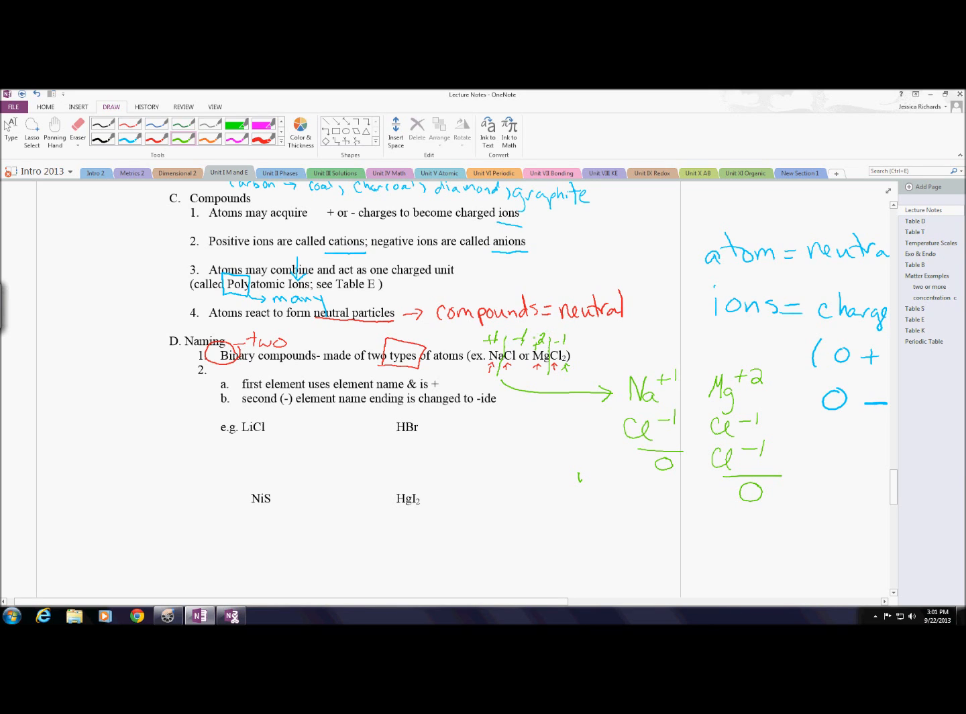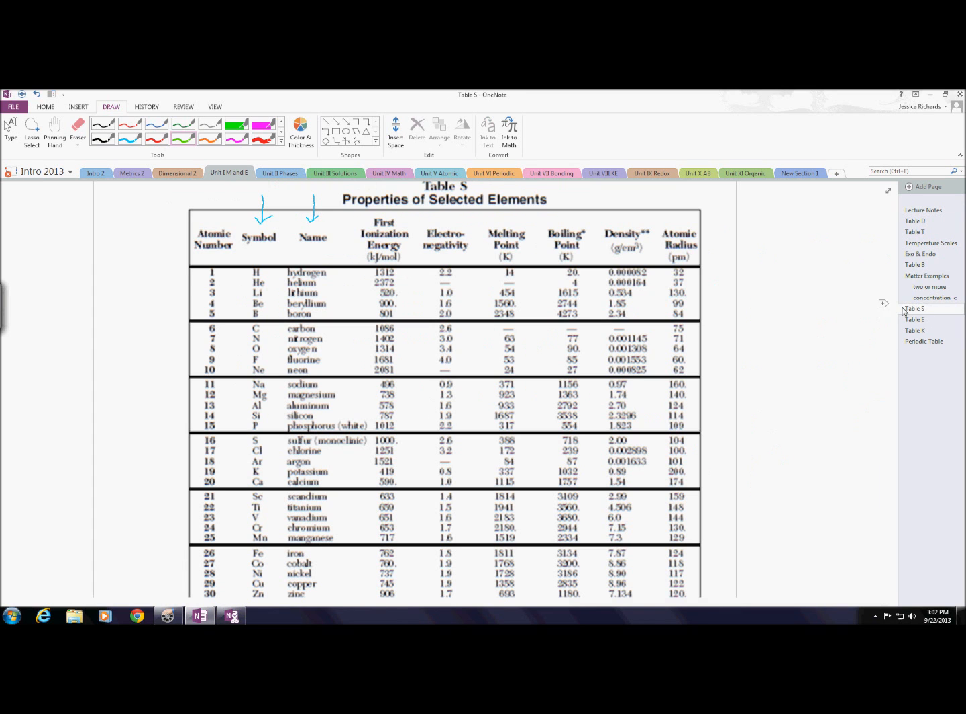You're going to use the concept of least common multiple to figure out how many of each atom you need to put together to make a neutral particle. Naming rules are easy. The first element is going to use its element name and is always your positive ion. So your positive ion, if it's an element, uses its element name. We'd go to reference table S: sodium, Na, and then magnesium, Mg. You can find them right here, sodium and magnesium. No problems.